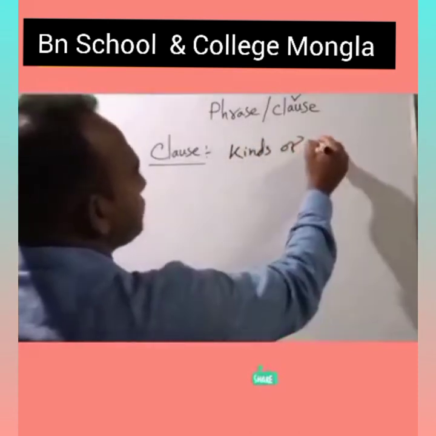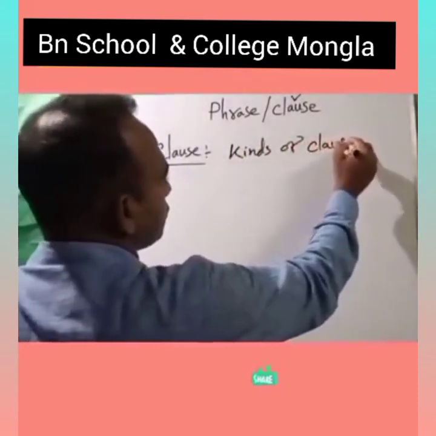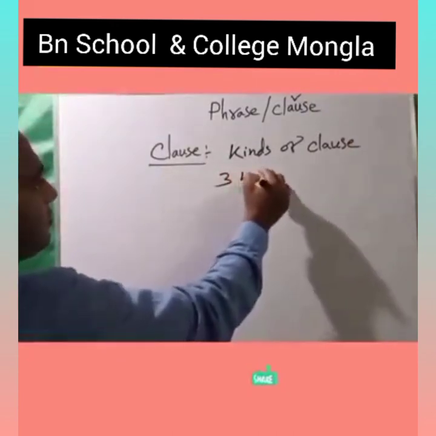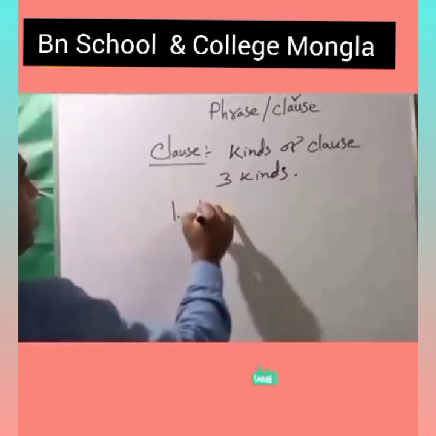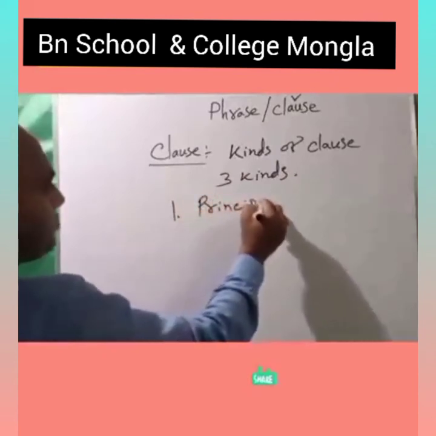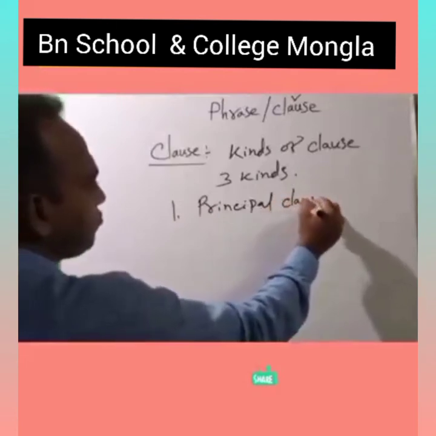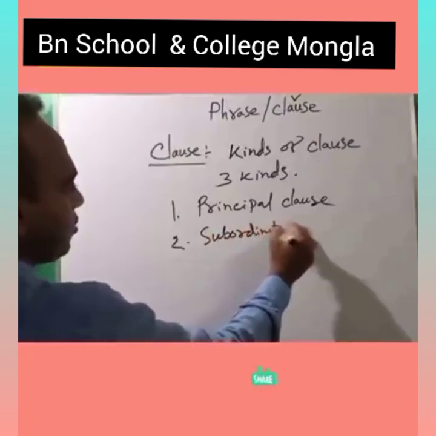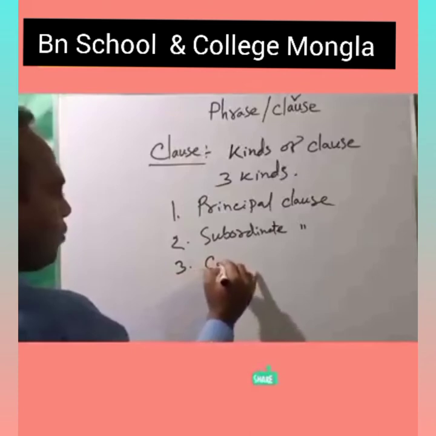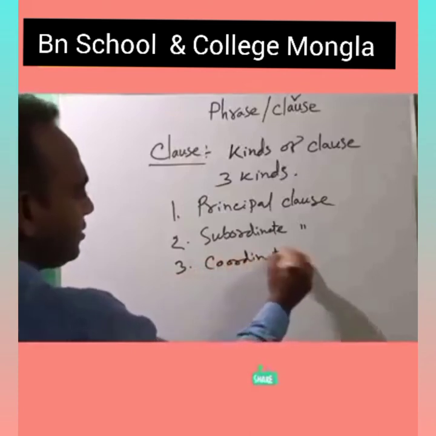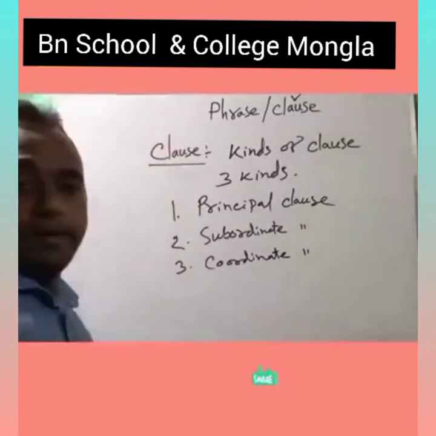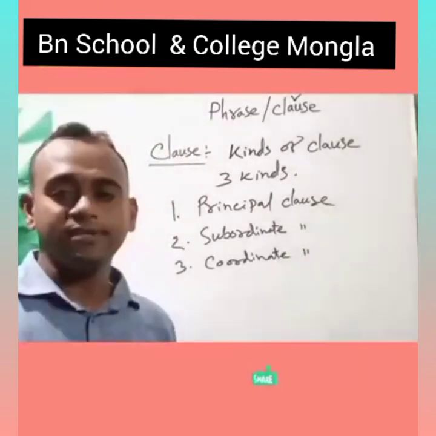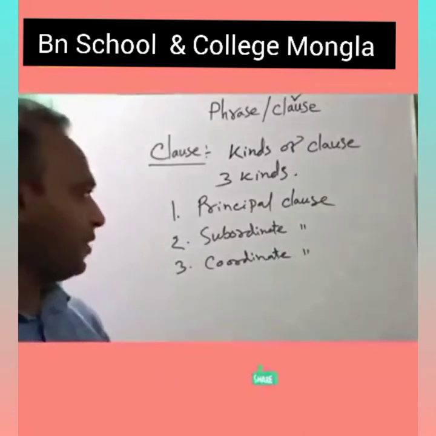Kinds of clause. Now, actually, clause is of three kinds. Number one, principal clause. Number two, subordinate clause. Number three, coordinate clause. These clauses are very essential in English grammar.